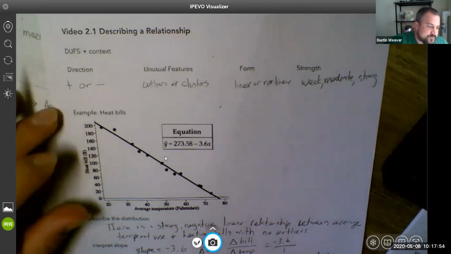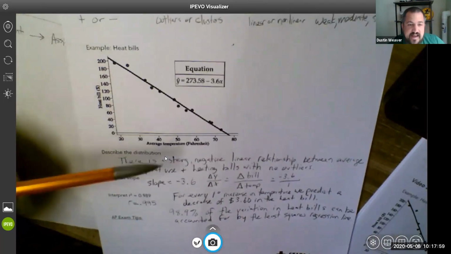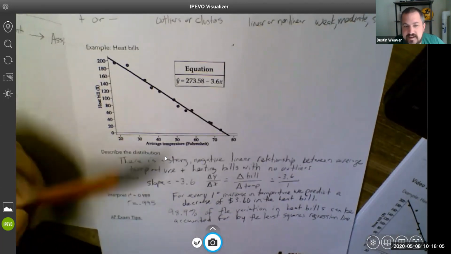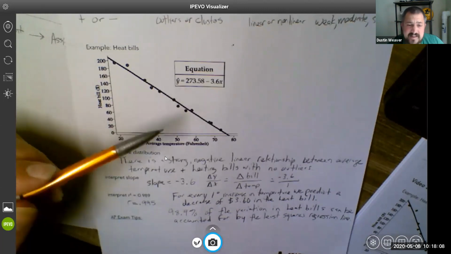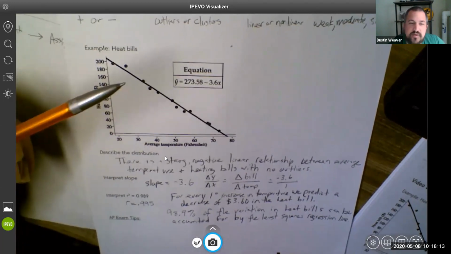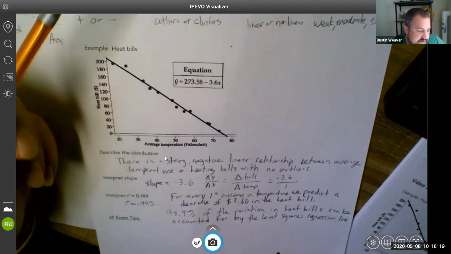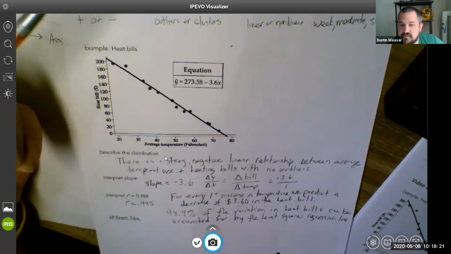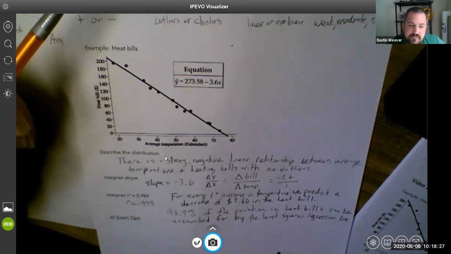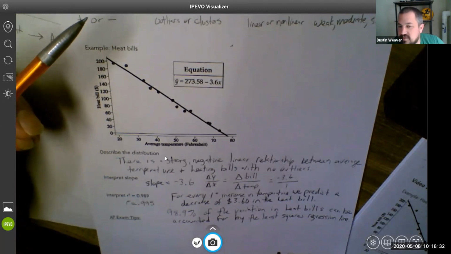Okay, so when we described the relationship of this, we said there is a strong, and you can see from the points being very close and the R value being 0.99, there is a strong negative linear relationship. So you see strong gets us the strength, negative gets us the direction, linear gets us the form. So: strong negative linear relationship between average temperature and heating bills. So there's the context of the problem, with no outliers.